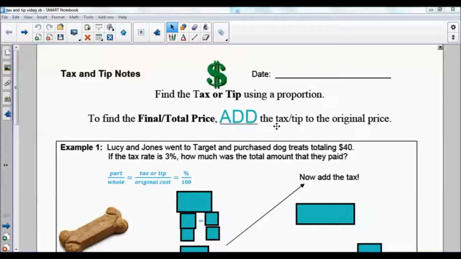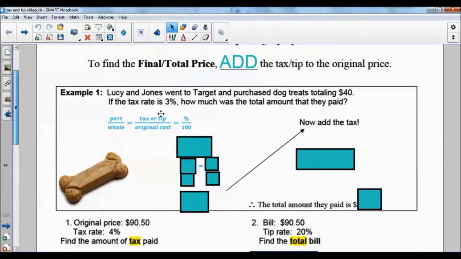Lucy and Jones went to Target and purchased dog treats totaling $40. If the tax rate is 3%, how much was the total amount that they paid? Okay, so this proportion is actually put on your paper for you. It's part to whole, so we talked about that with the percent word problems. And here, our part is the tax or the tip, depending on the question. Sometimes we're finding tax, sometimes we're finding tip, but you find them the same way. And the whole is our original cost. How much did it cost to buy the thing? And then, of course, our percents always go over 100.